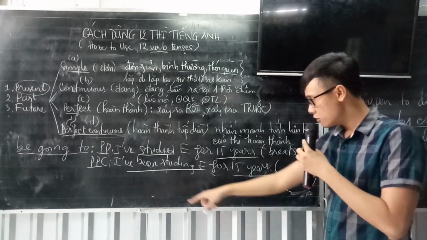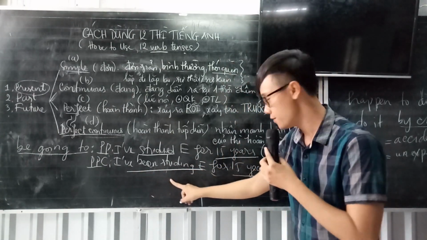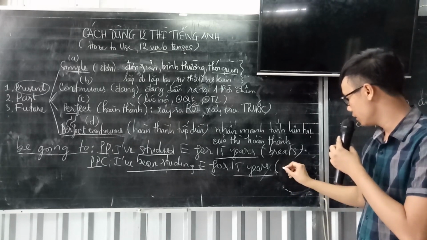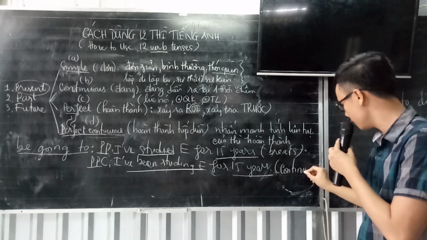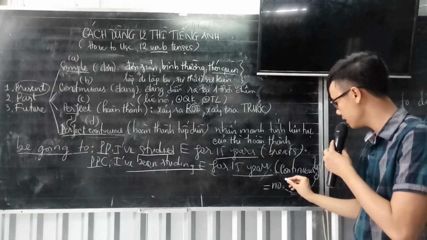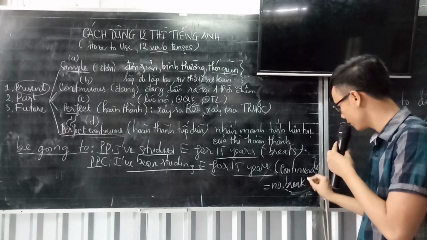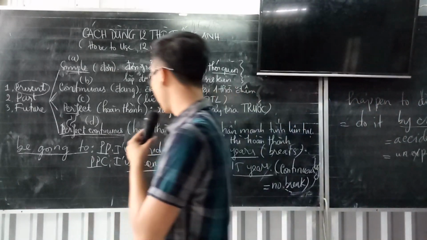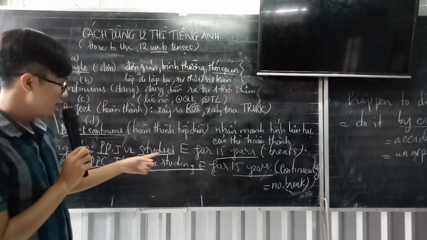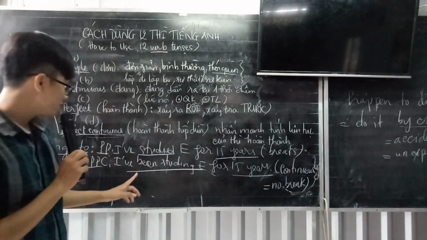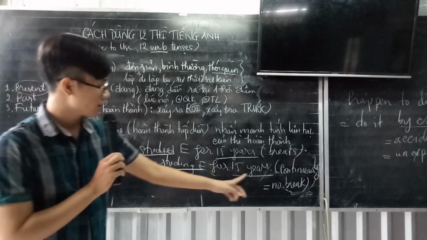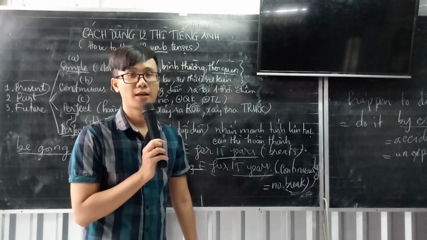But when you use present perfect continuous, you study continuously, no break, which means no break. Understand? This one you have breaks, but this one you don't have breaks. You have to do it continuously. Okay?